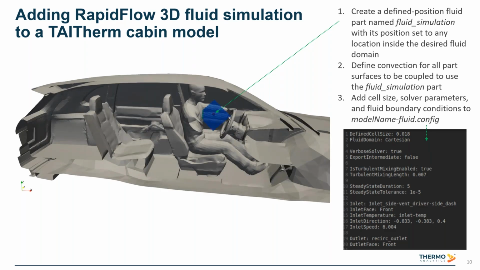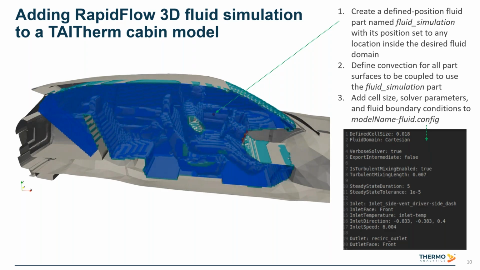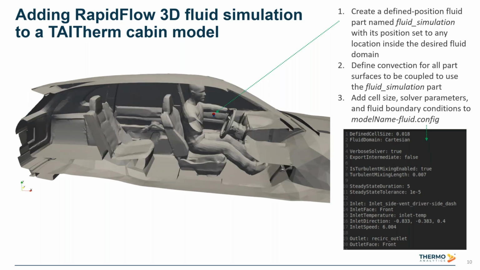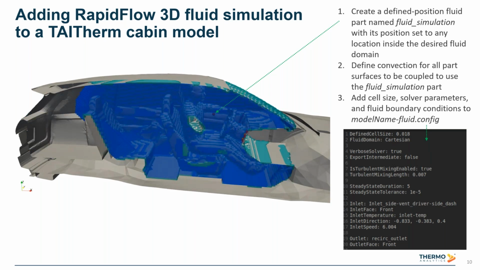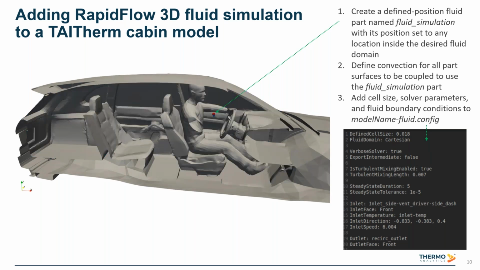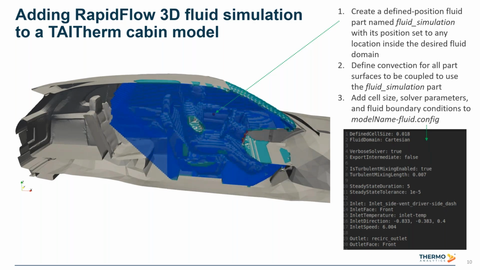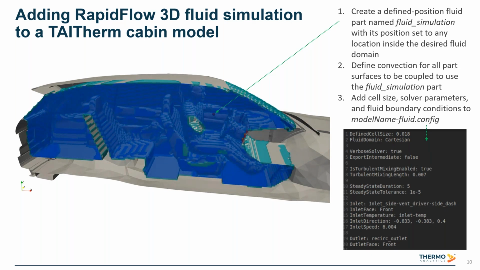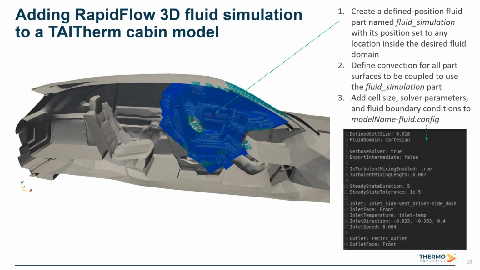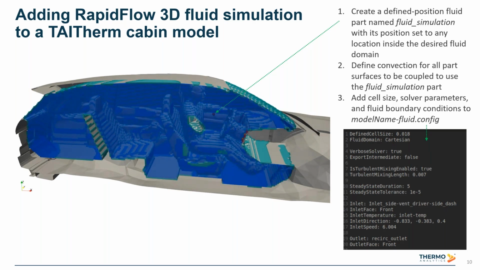So then what will happen at runtime is starting from that seed point and using the surfaces that have been chosen, we'll flood the domain with the cell size that the user has requested to recognize the volume domain. So the blue cells you see here in the animation are what will end up being used for the cabin fluid domain.